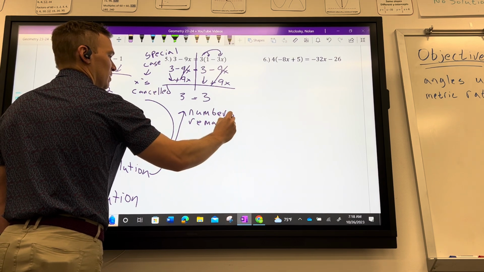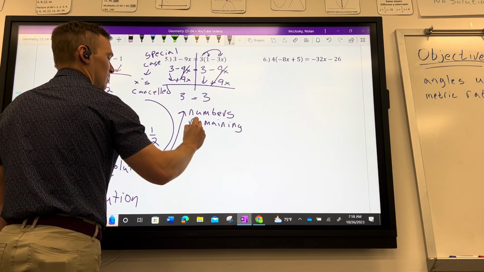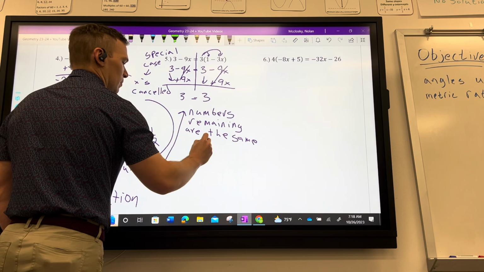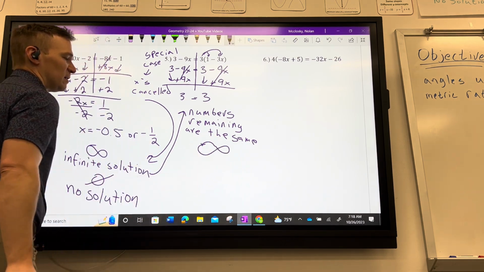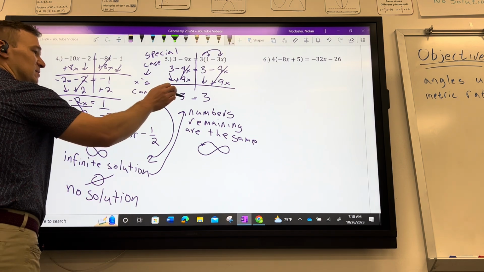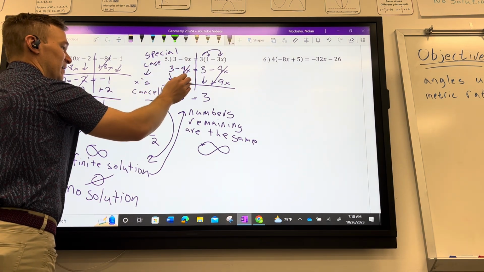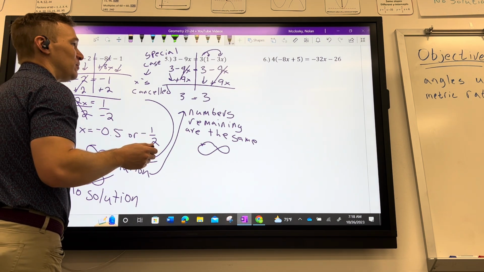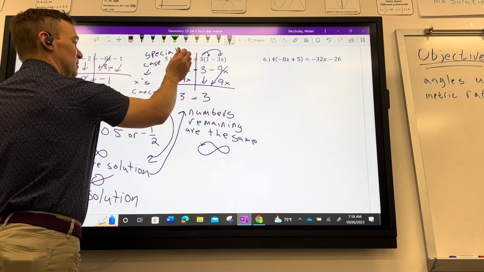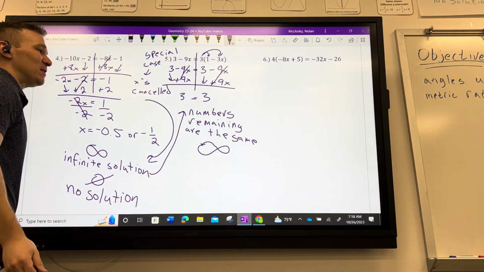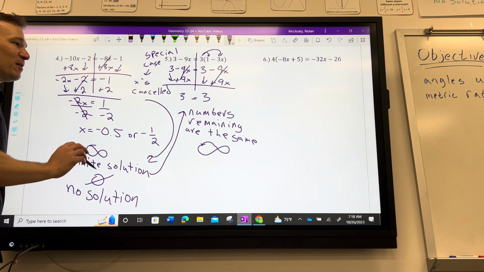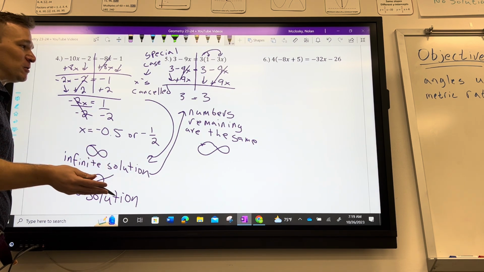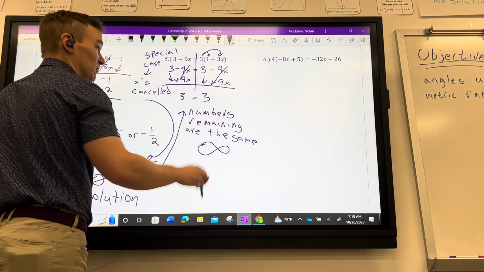So this one is infinite solution. So you just make that infinity sign like that. And that's because the numbers remaining, the 3 and the 3 that did not cancel out, are exactly the same. Okay, what this means is you could take any number in the world, you could take 1 or 1 million and substitute it in for x, and both sides of the equal sign would come out to be the same. Okay, so any number would work for substituting in for x to make both sides equal to each other. So that means there are infinite solutions.